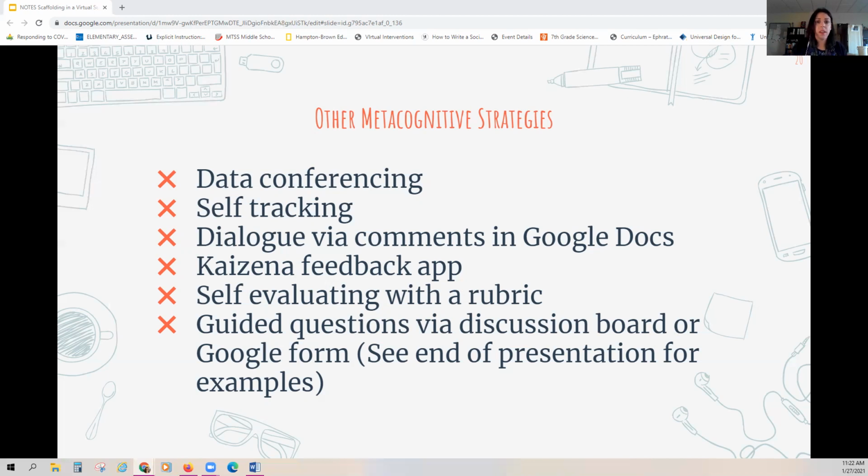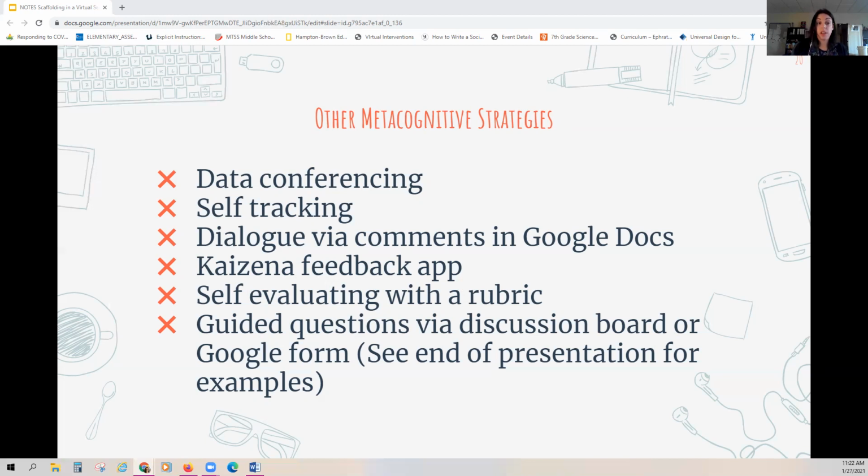Having dialogue about assignments via comments in Google Docs. That's something many of us have used in the virtual setting. Being able to have that back and forth with students is really helpful when you're going through tasks and learning goals together. The Kaizena feedback app, it's a Google Chrome add-on that allows you to have dialogue back and forth with your students.